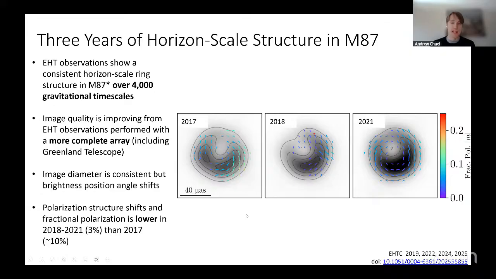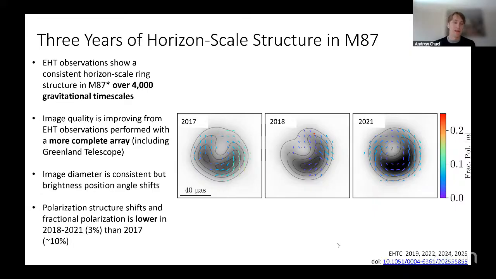That was the first images from 2017. We've now taken the next step, and last year released a paper with 2 new epochs, both from 2018 and 2021 in linear polarization. And while they show a lot of similar trends, in particular, the stability of this emission ring has now been confirmed over 4,000 gravitational timescales. We actually see changes in polarization, which are a little difficult to understand in some of our theoretical models, which I'll be talking about next.